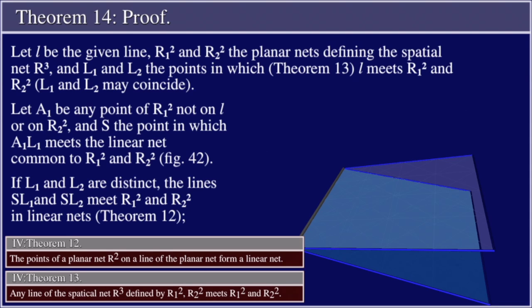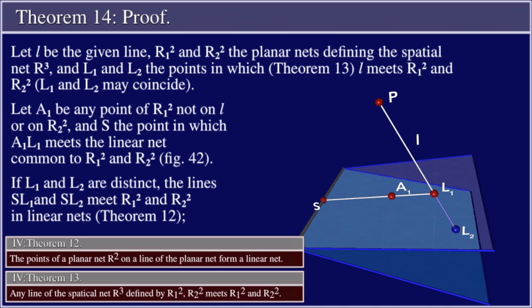Let L be the given line, R1 squared and R2 squared the planar nets defining the spatial net R cubed, and L1, L2 the points in which, by Theorem 13, L meets R1 squared and R2 squared. Points L1 and L2 may coincide. Let A1 be any point of R1 squared not on L or on R2 squared, and S the point in which A1L1 meets the linear net common to R1 squared and R2 squared.